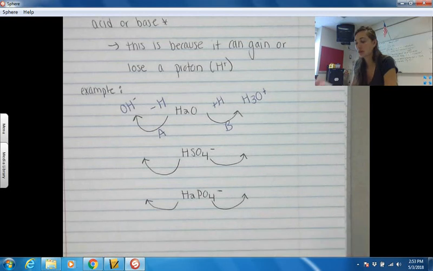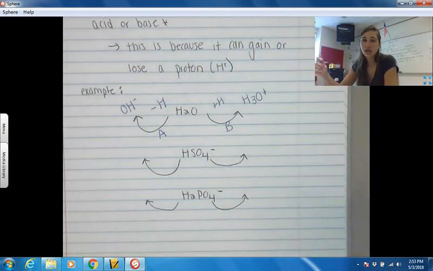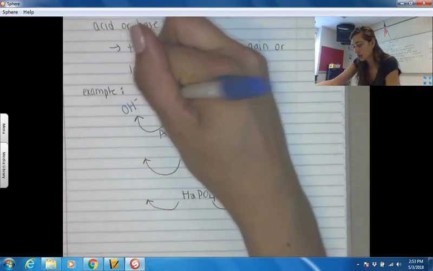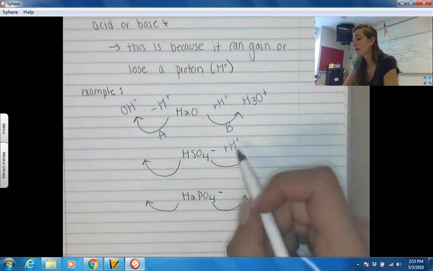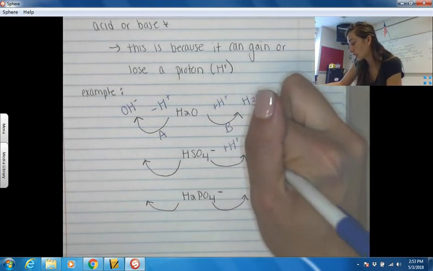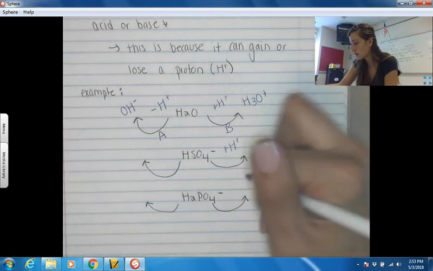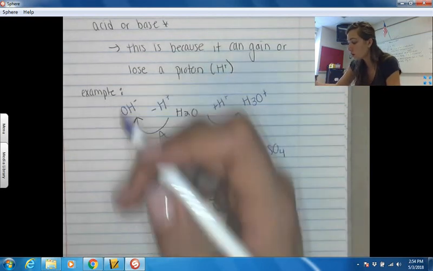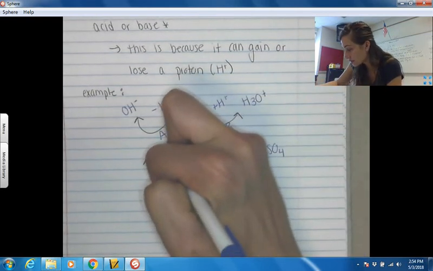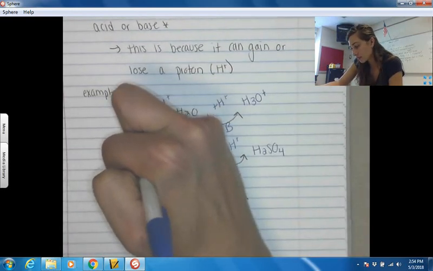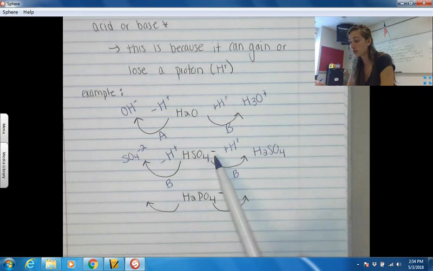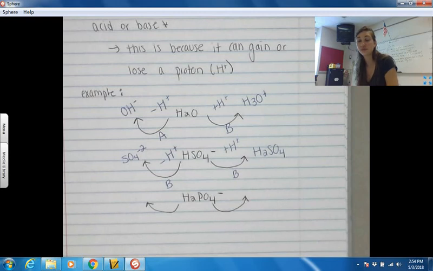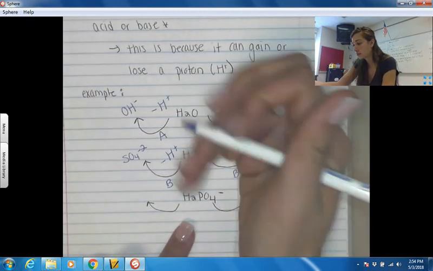HSO4 minus. Since it has a minus on it, that tells us that it has the possibility of gaining something that has a plus charge, right? Because hydrogen in its ion form has a plus charge. So here it can become H2SO4. And it would be acting like a base here because it picked up that hydrogen. Or it can act like an acid by losing that hydrogen. So it would become SO4 minus 2. It lost another plus charge, so it becomes even more negative, becoming SO4 negative 2 instead of negative 1 like it was before.